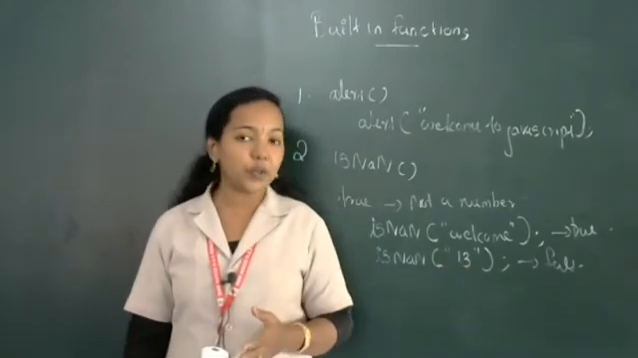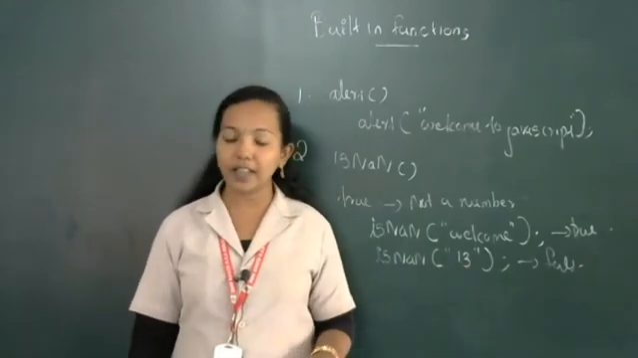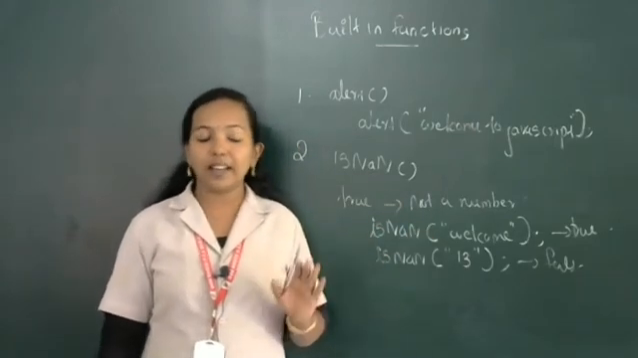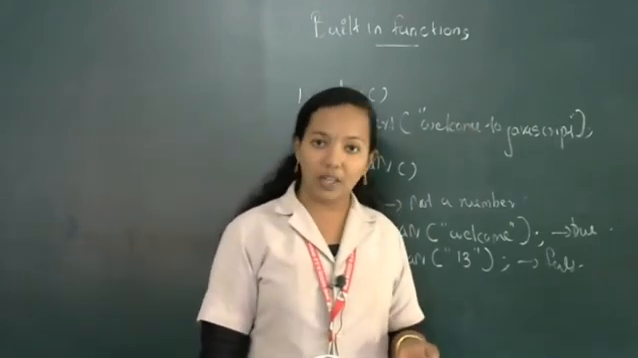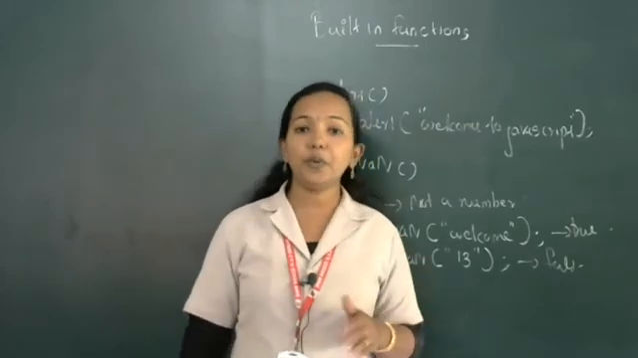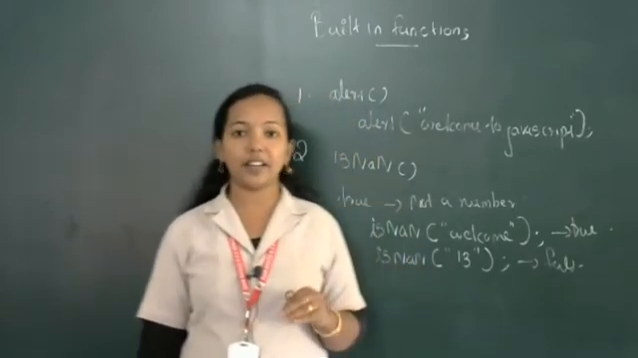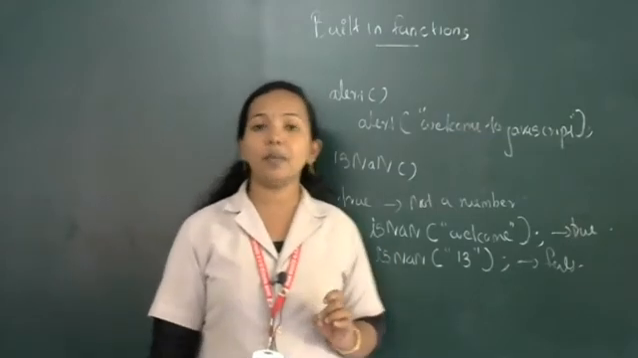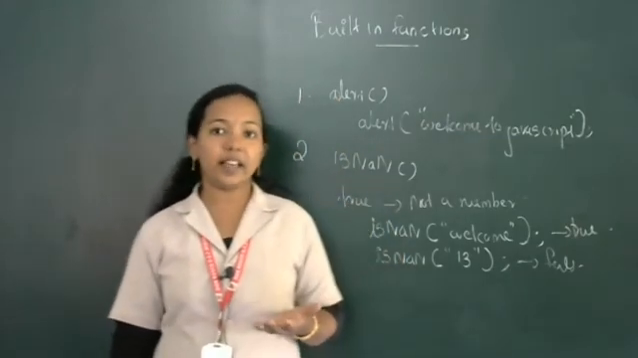In your textbook, some other examples are also present. If the input contains a number, then it will always return a false value. If the input is not a number, then it will return a true value. So normally this, for example, suppose you are creating a client form.